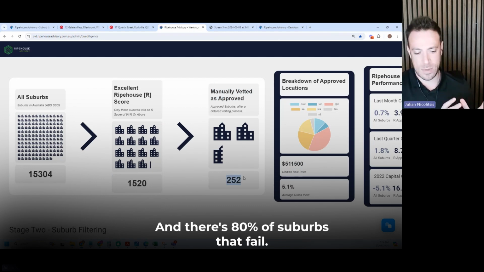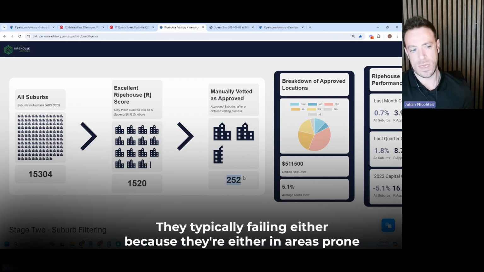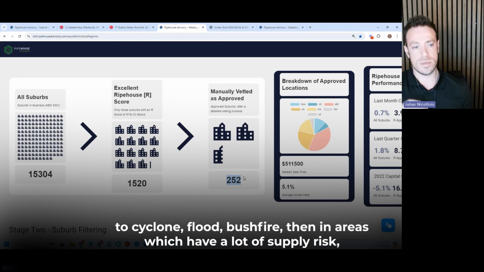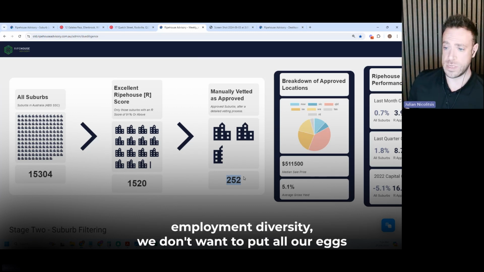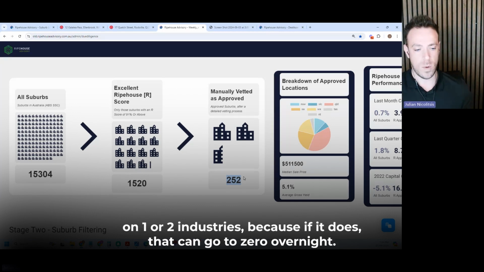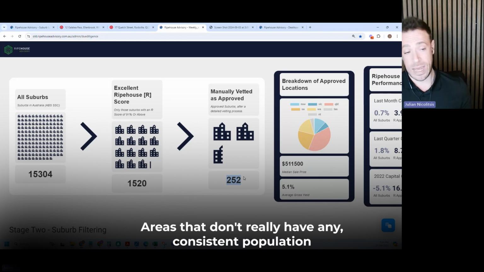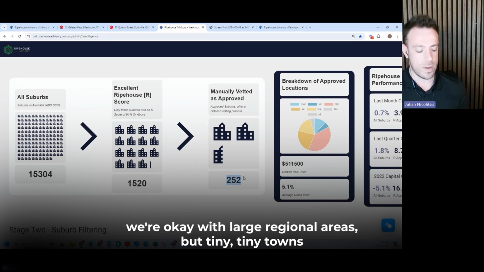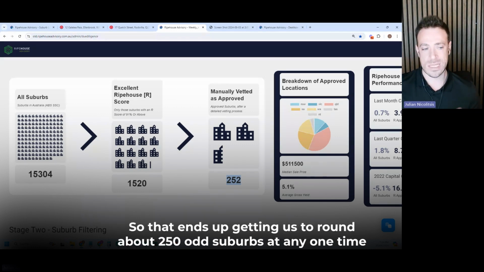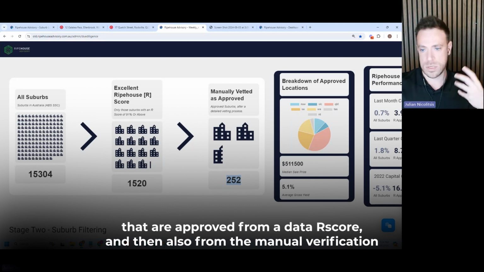Those 80% of suburbs that fail are typically failing because they're in areas prone to cyclone, flood, bushfire, areas with a lot of supply risk, or areas that lack employment diversity. We don't want to put our eggs into one basket where it's all relying on one or two industries, because it can go to zero overnight. Also areas that don't have any consistent population coming through, or have a lot of supply and a lack of projects. And we're okay with large regional areas, but tiny towns in the middle of nowhere are not. So it ends up getting us to around 250 odd suburbs at any one time that are approved from a data R score, and also from the manual verification.